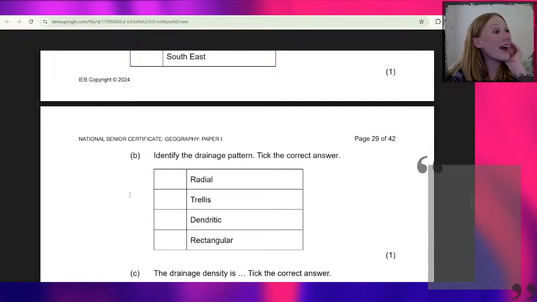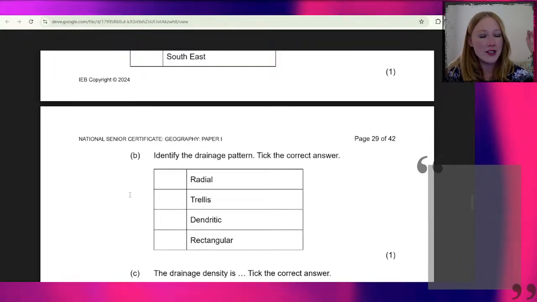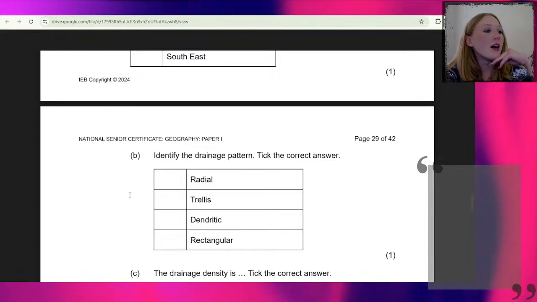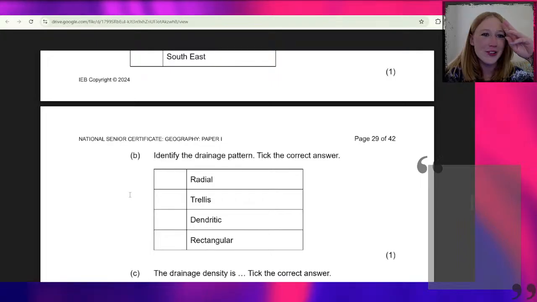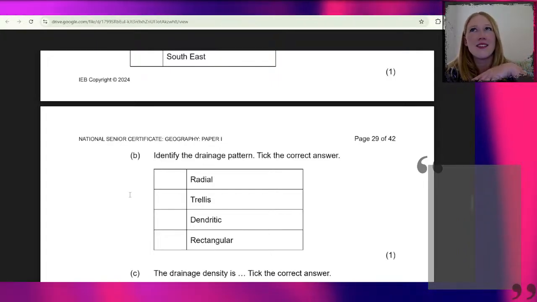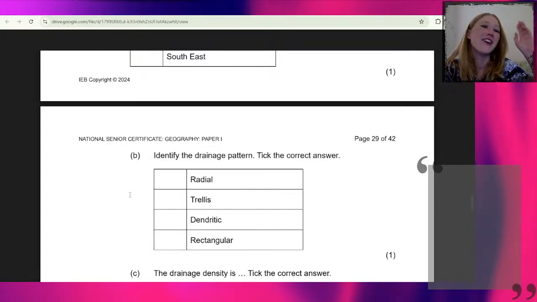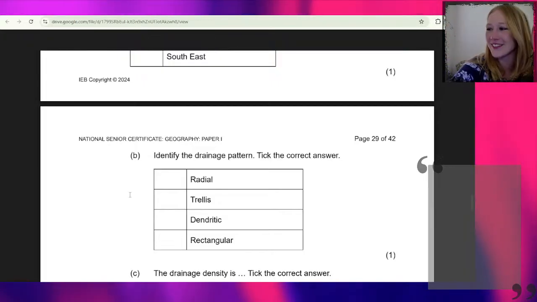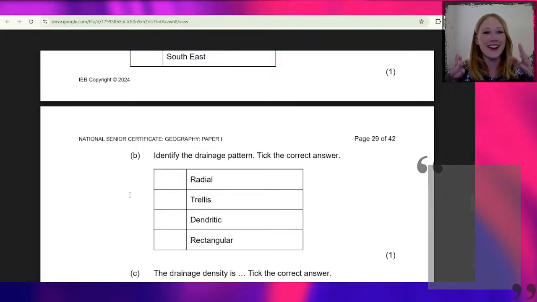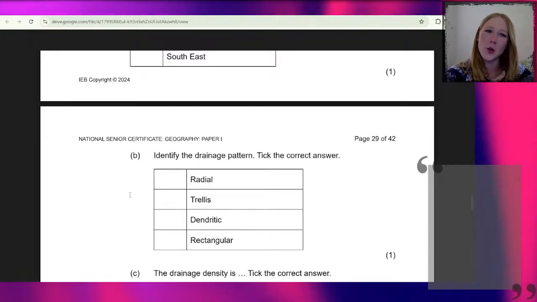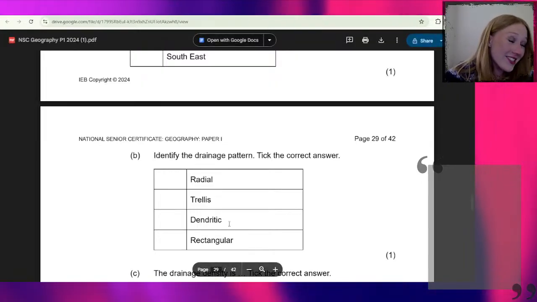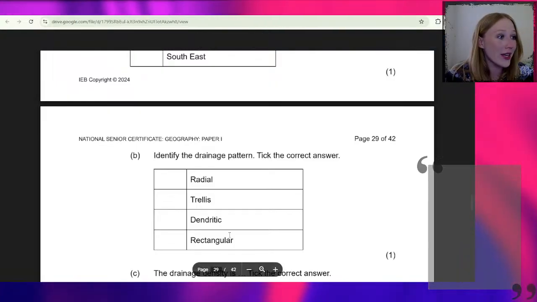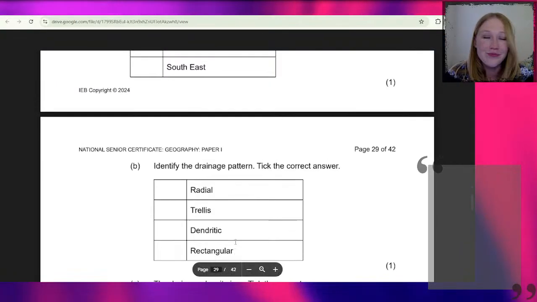Identify the drainage pattern. Tick the correct answer. Radial would be a round pattern, and this definitely was not round. Trellis. I always think of trellis. So trellis is like you have these lines. I can't think of a decent way to explain trellis. You have almost like these parallel lines that join. Okay, I'm gonna stop. Dendritic looks like a tree, and rectangular looks like a rectangle.